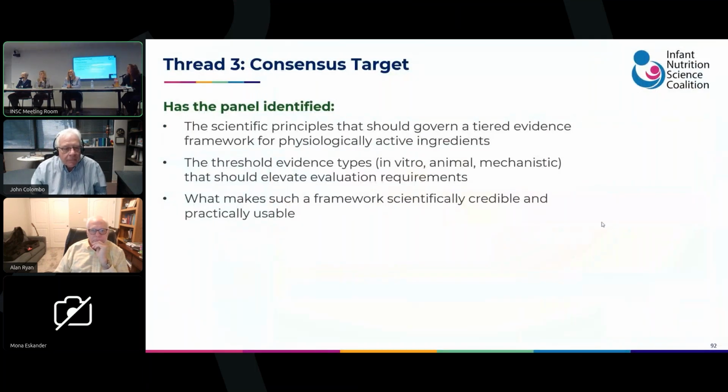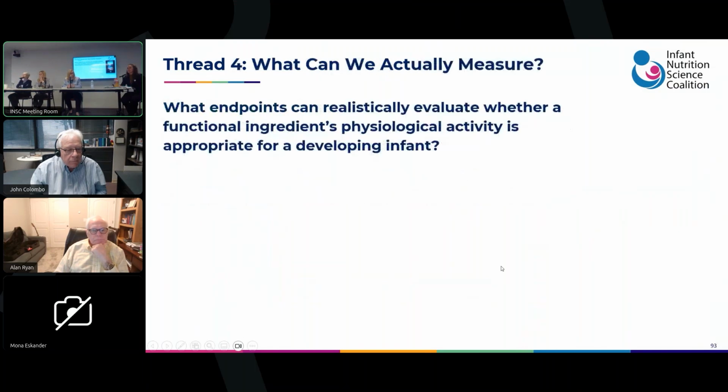Okay, let's move on to thread 4 in the interest of time, which is really our bread and butter. This is endpoints, right? What can we actually measure? In this conversation, we will try to take into consideration practicality and feasibility. Can we collect blood from all infants? Not likely. Therefore, what can we actually measure from these GMS studies? What endpoints can realistically evaluate whether functional ingredients' physiological activity is appropriate for a developing infant? We don't have to go into the appropriate for development, but we could circle back to safety.